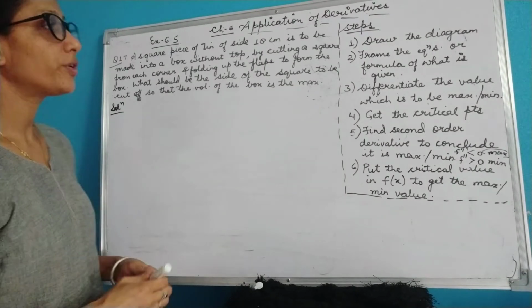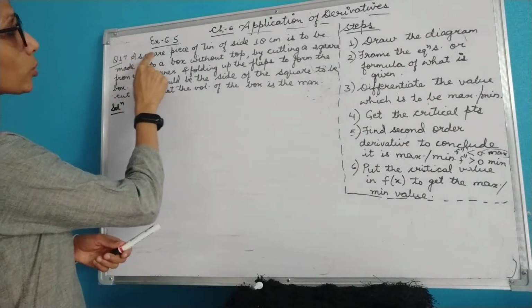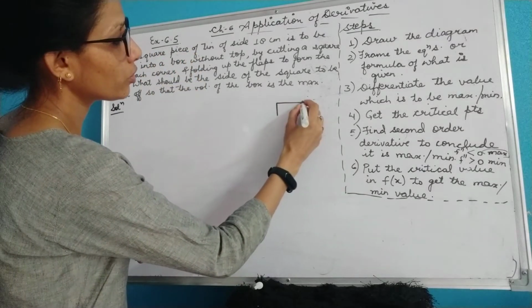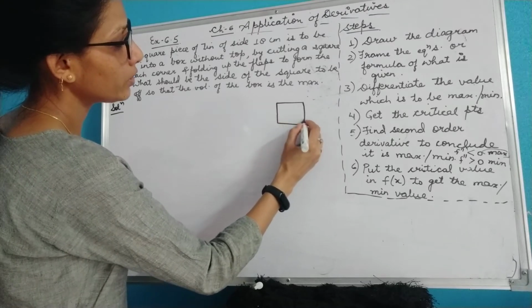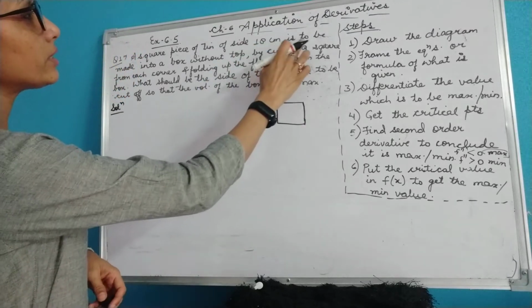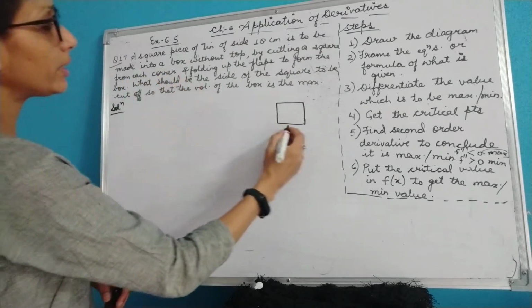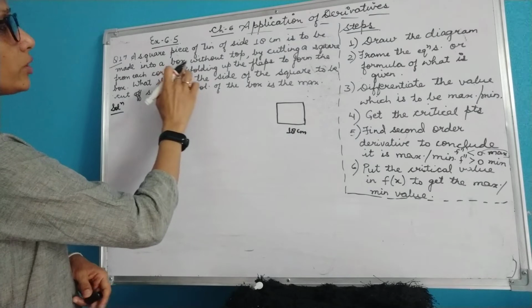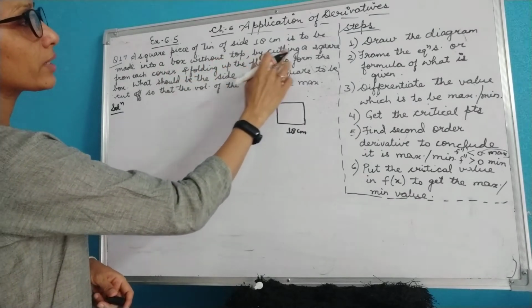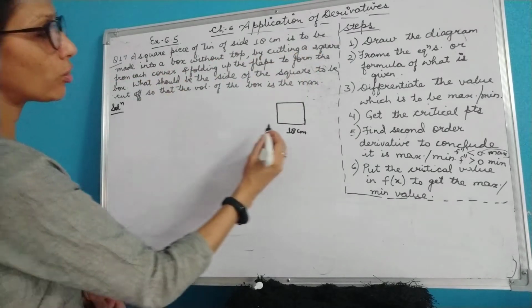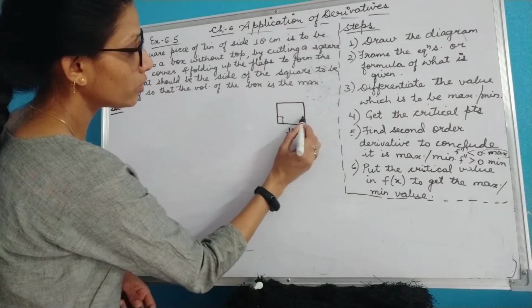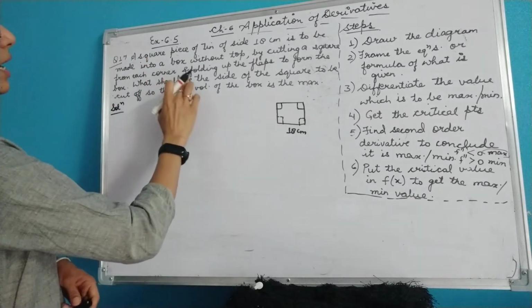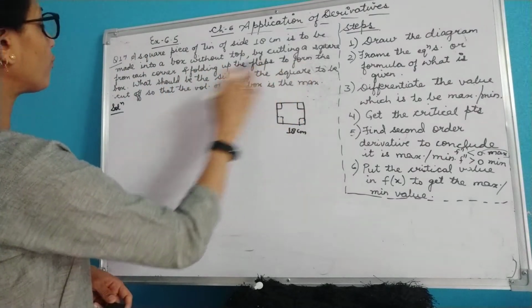See this question, children. You are given a square piece of tin. So say this is your square piece of tin, 18 centimeter, which is to be made into a box without top by cutting a square from each corner. So we need to cut a square from each corner and fold up the flaps to form the box.